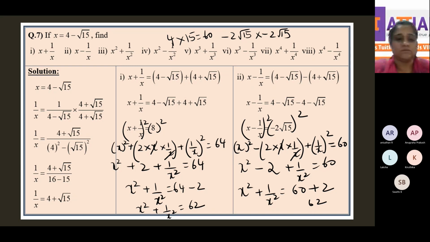Tell me what is a minus b the whole square? A square minus 2ab plus b square. What is a plus b the whole square? A square plus 2ab plus b square. Okay. Understood this one?